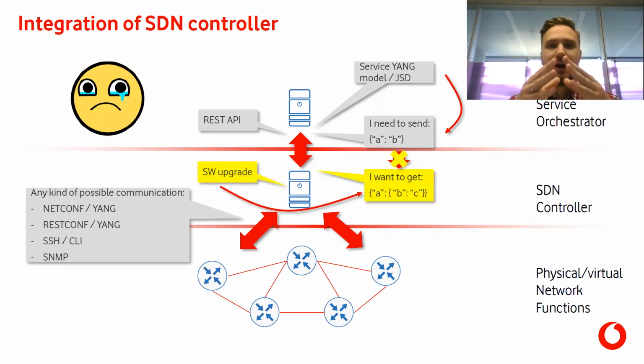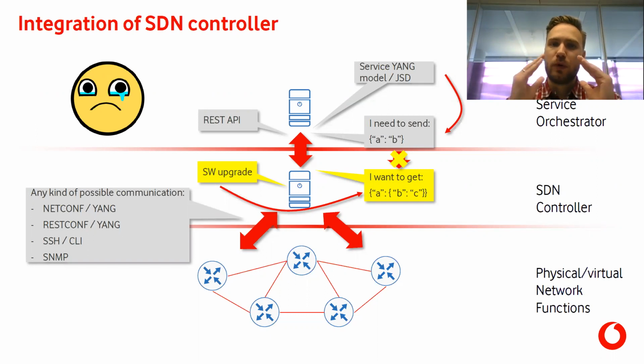The bigger problem arises when, after a software upgrade of either the SDN controller or the orchestrator, the data model is changed. Like you can see, previously there was one type of parameters which needed to be sent and received, but after the upgrade, it has changed. So there is no more possibility to properly communicate between the orchestrator and the SDN controller.